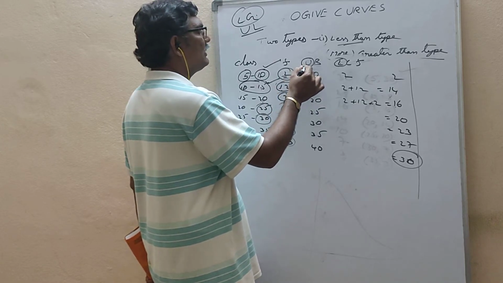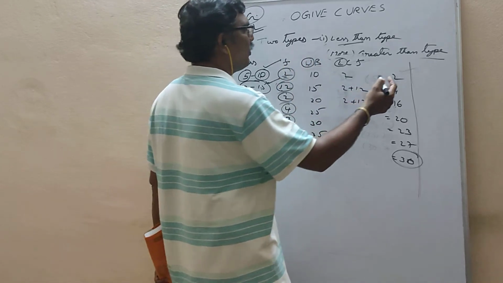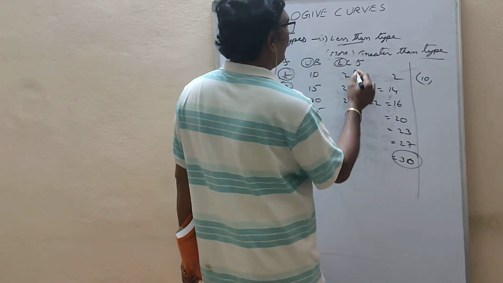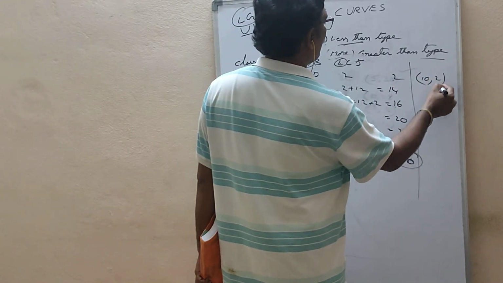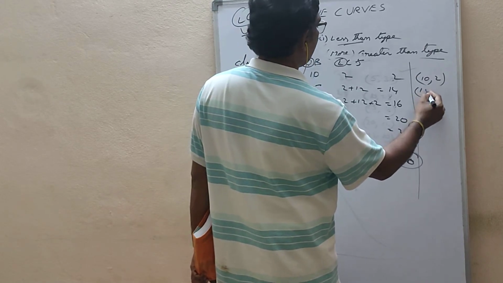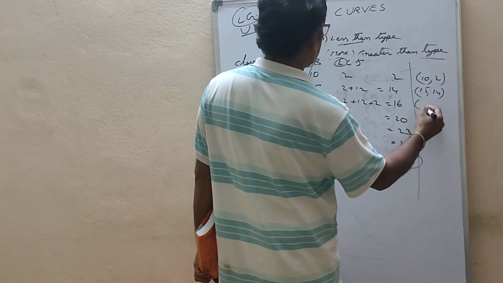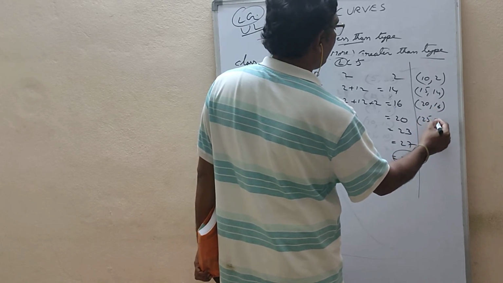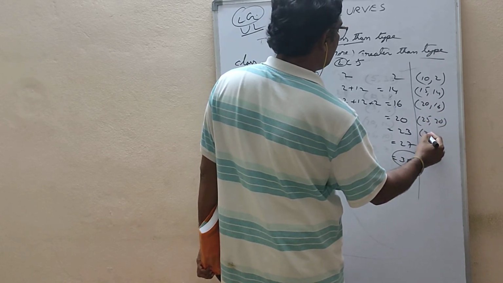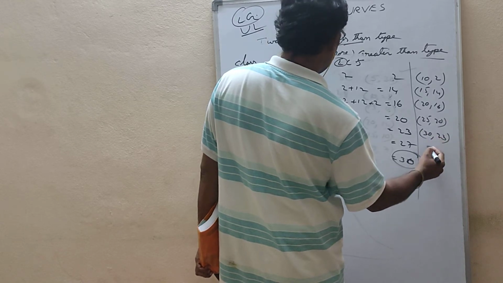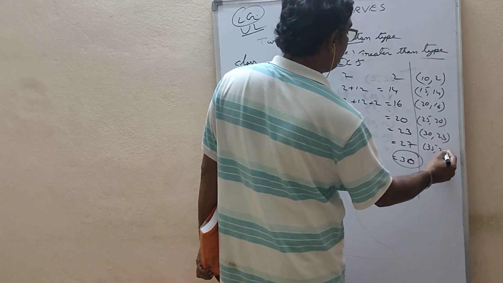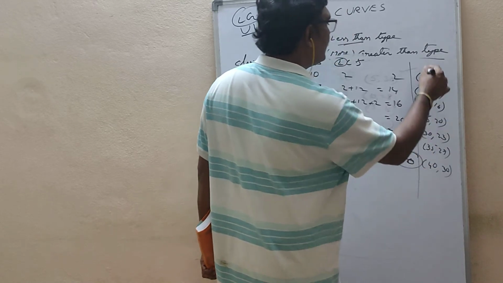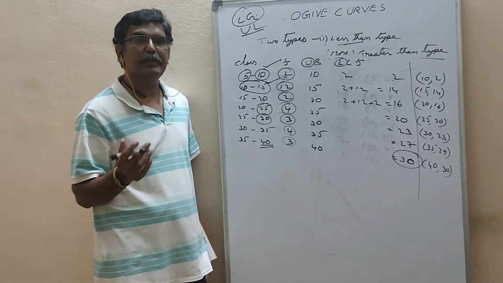What I said: always write boundaries on the x-axis, as the x-coordinate. So in boundaries, the first one is 10, 10 comma frequency, so I have to write 10 comma 2. Next one, 15 comma 14. Next one, 20 comma 16. Next one, 25 comma 20. Next one, 30 comma 23. Next one, 35 comma 27. Next one, 40 comma 30. What are these? These are the ordered pairs.